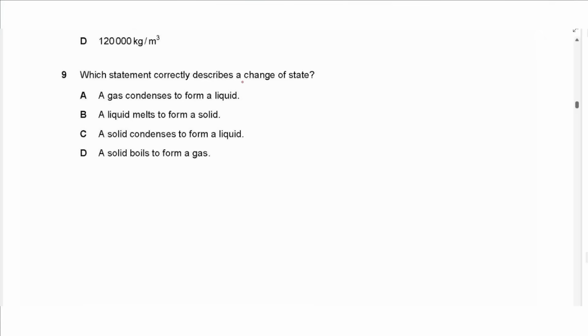Question 9 says, which statement correctly describes a change of state? A gas condenses to form a liquid. Yes. Liquid melts. No, liquids don't melt. Solid condenses. No. Solid boils. No. So the answer is A.